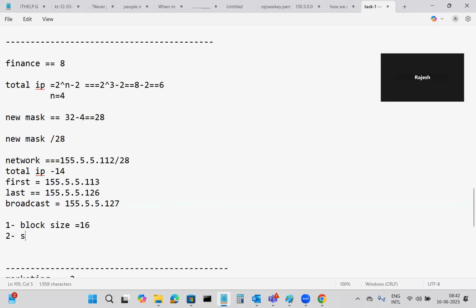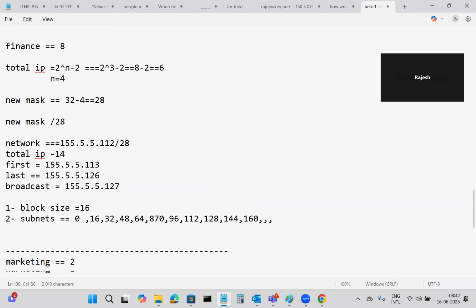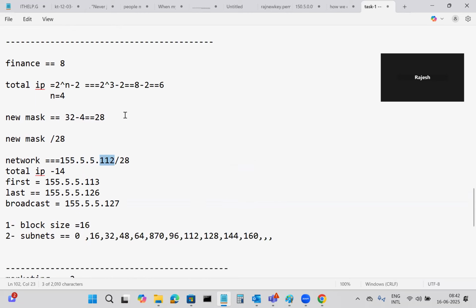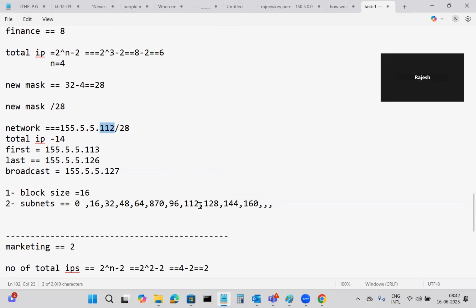Second thing, my subnets. Subnets are always going to start with 0, 16, 32, 48, 64, 80, 96, 112, 128, then 144, then 160, like that it will go on. All right. So up to 112 I'm using for this finance department. So till here I cannot use any network, correct?